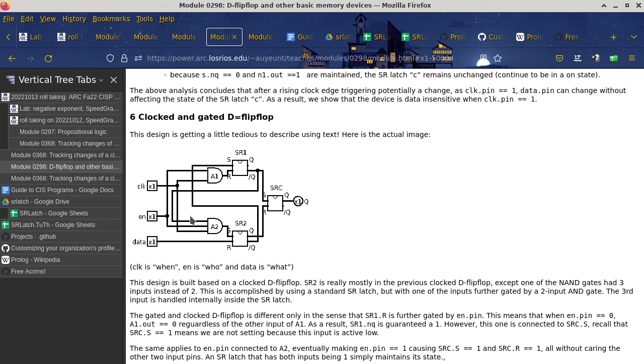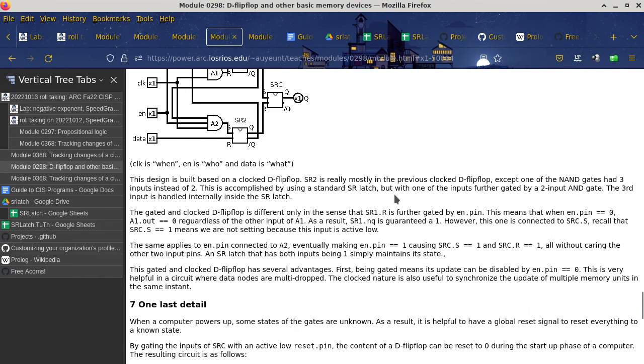Are we good so far? All right. And that's a really ingenious circuit too. Yep, it is.